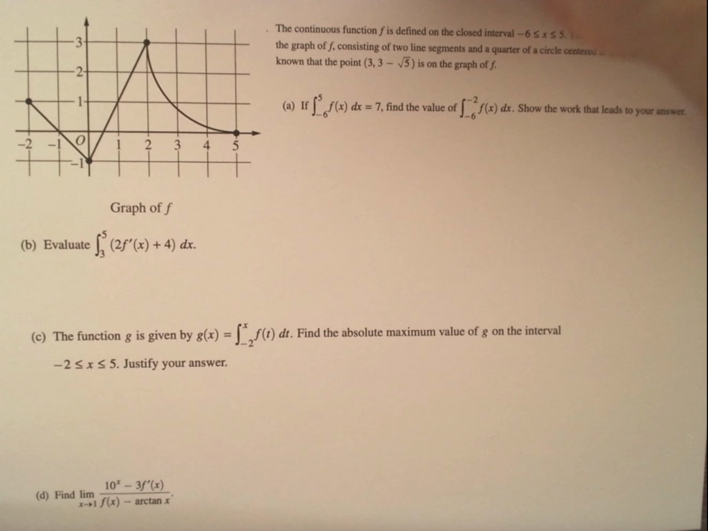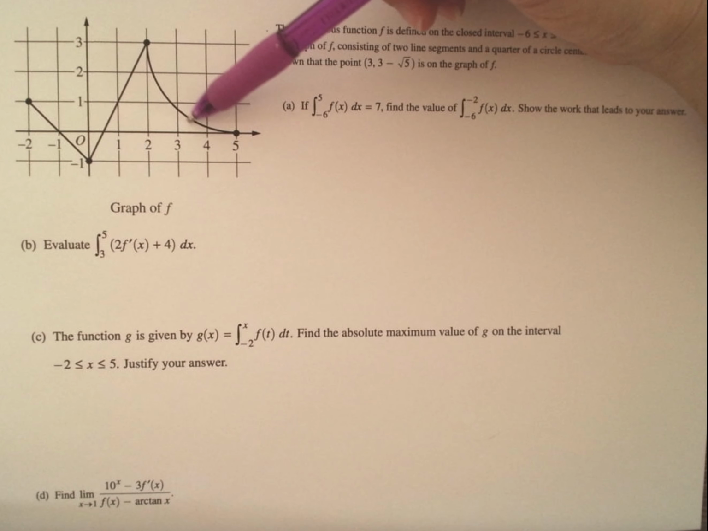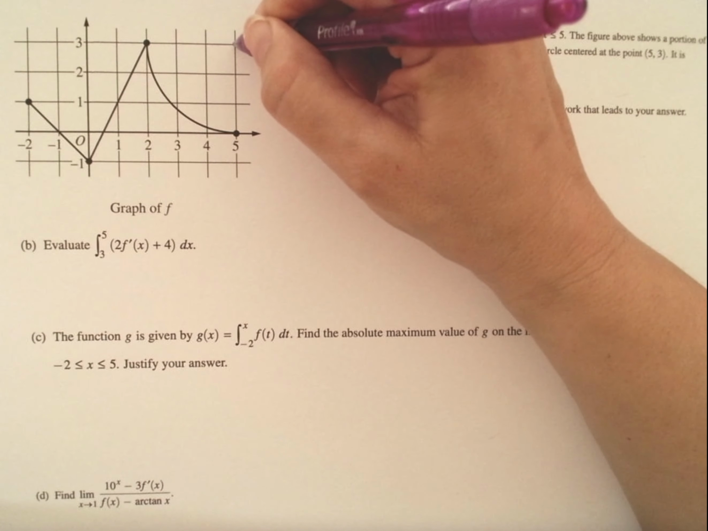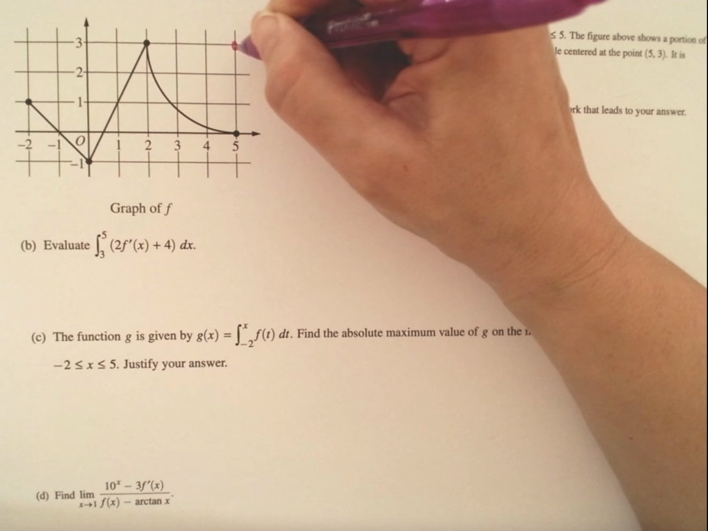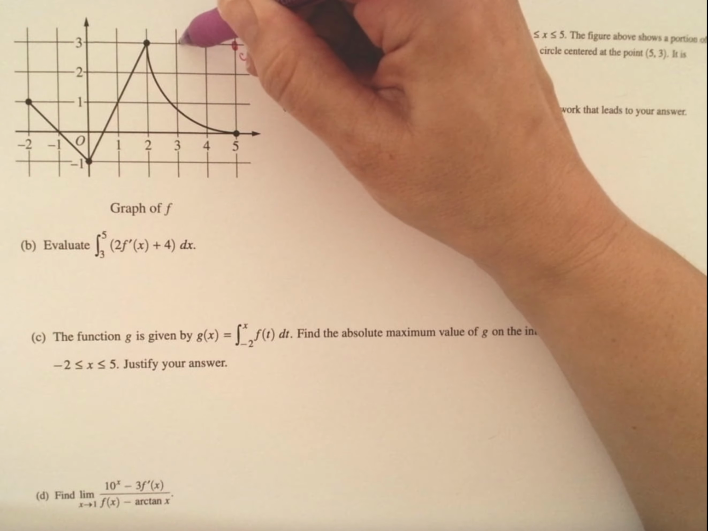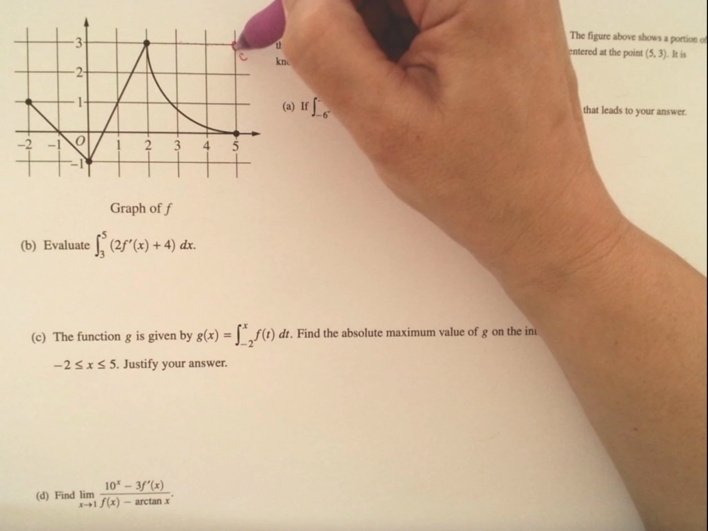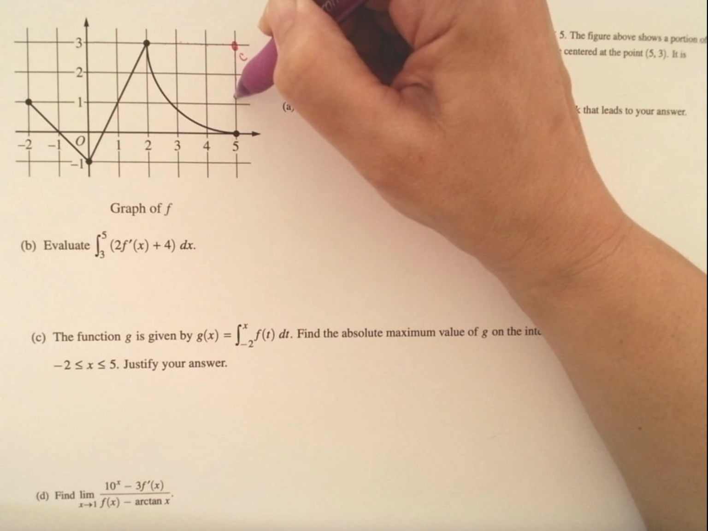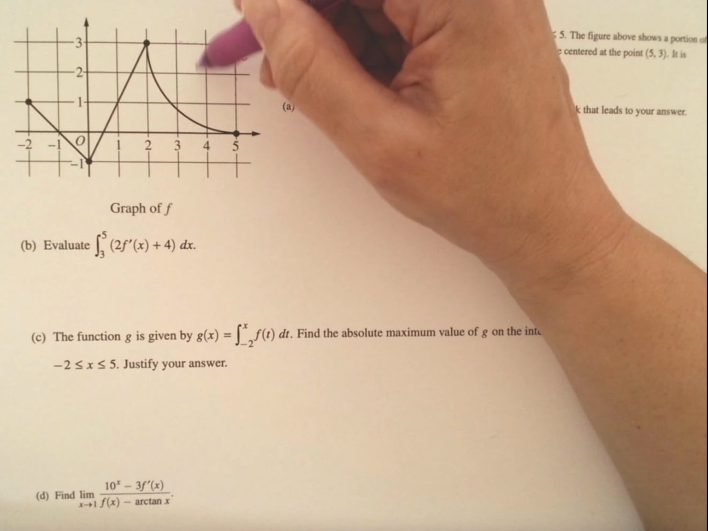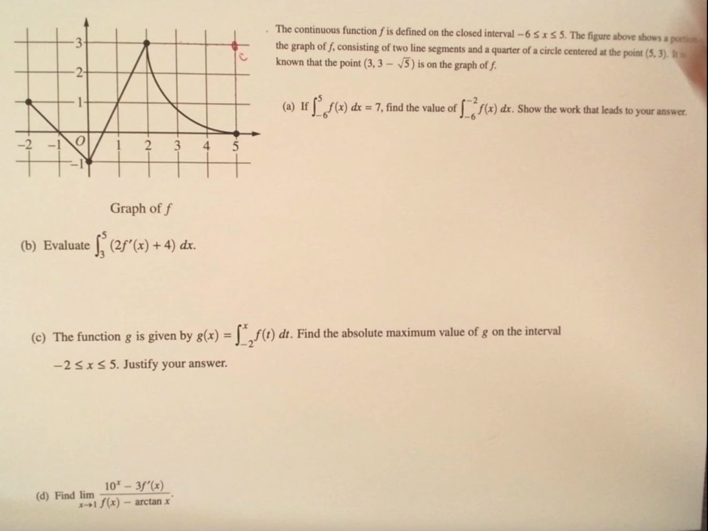And a quarter of a circle. So right here is a quarter of a circle that's centered at the point (5, 3). So here's the center of that circle right here. So we can see that the radius of the circle is 3 because the distance from here to here is 3 and from here to here is 3. So this is the quarter of a circle of radius 3.